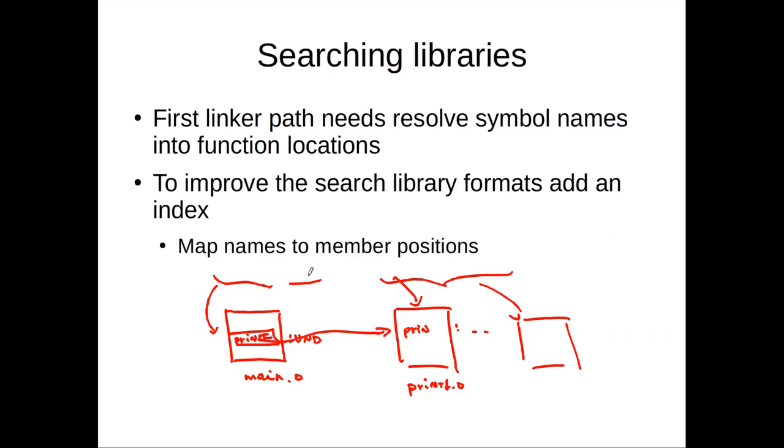And sometimes, to improve the speed of the search, some kind of an index is added to this archive, which the linker understands, and it can quickly figure out where the specific symbols are located.